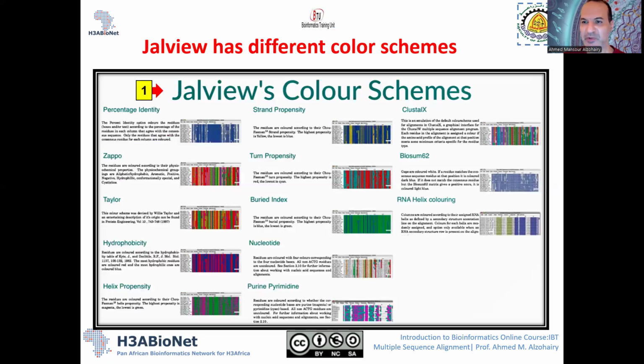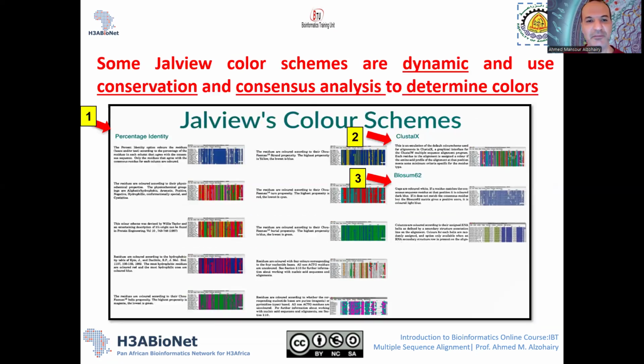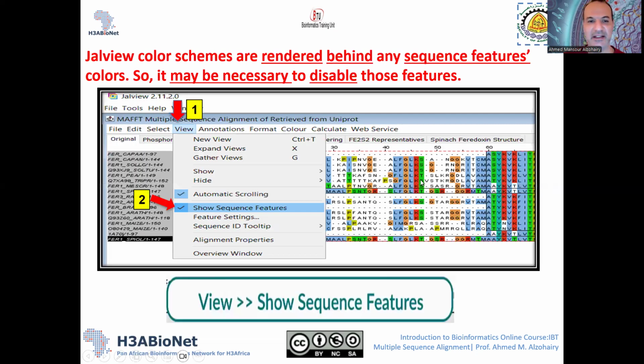Jalview color schemes, as we said earlier, has many coloring schemes that can be used within Jalview. And 3 of them are dynamic and use conservation and consensus analysis to determine the color. These 3 are the percentage identity color scheme, the ClustalX coloring scheme, and the BLOSUM62 coloring scheme.